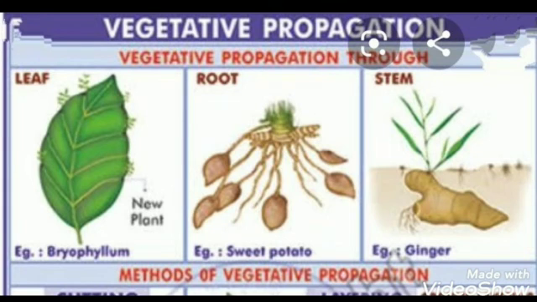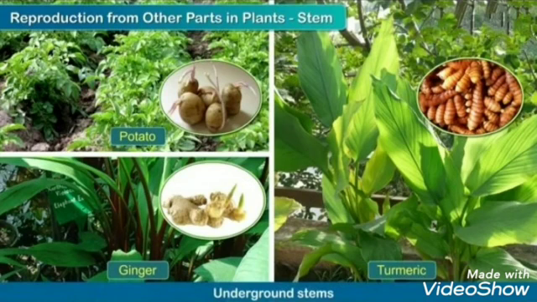Now, let's study other ways of reproduction in plants. Vegetative reproduction. It is the process in which a new plant grows from a fragment of the parent plant, that is, from different parts of the plant. For example, stem, roots and leaves are used for vegetative reproduction.